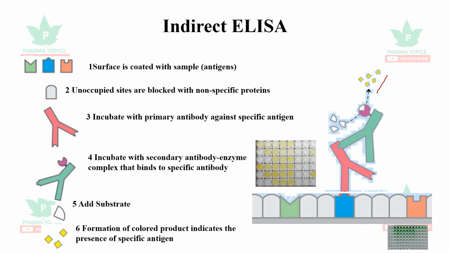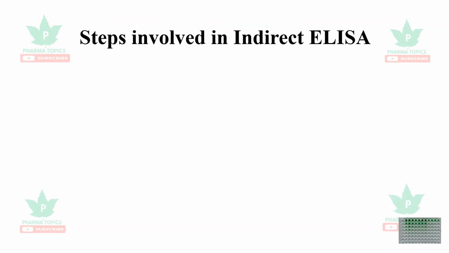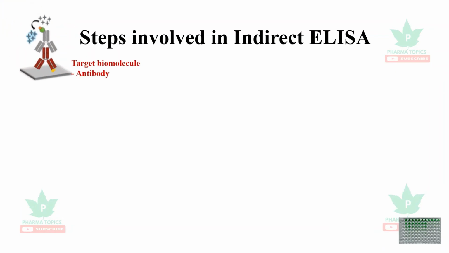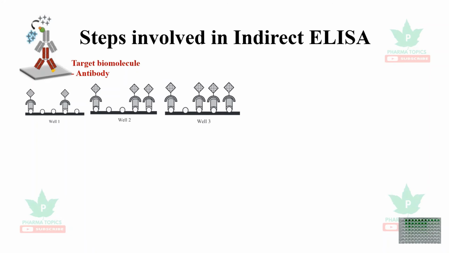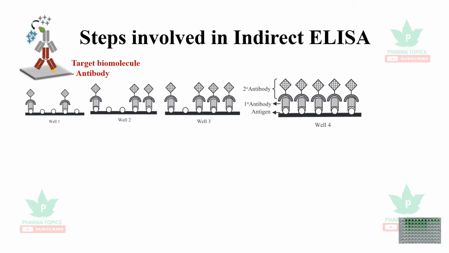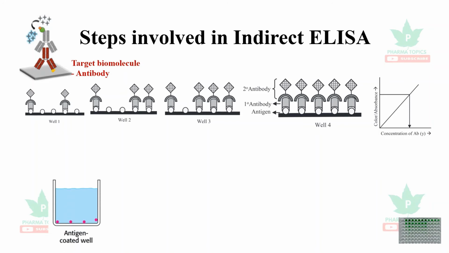So you will have different concentrations and they will give colors at a particular concentration. So let us see the steps involved in indirect ELISA. Here the target biomolecules will be antibody detection. So we will have different well plates with the different concentrations of the primary and secondary antibody additions, usually in a progressive manner. So with this, the signal detection, a calibration curve will be plotted.